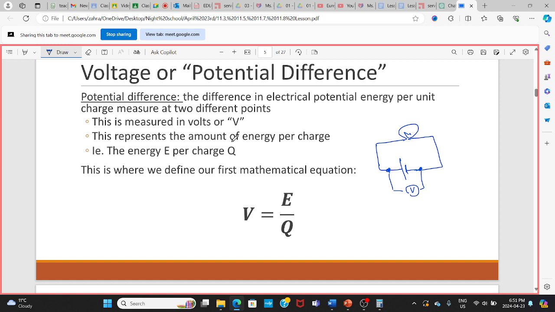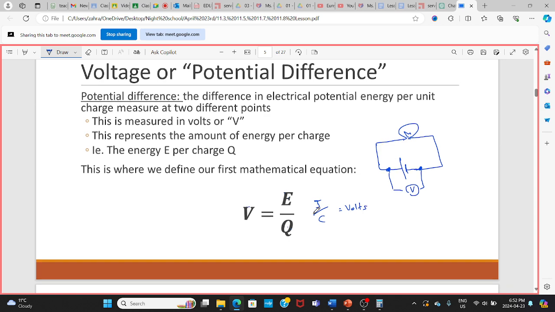So it represents the amount of energy per charge. Higher voltage means your electron is more energetic, right? So an equation comes with that. Voltage is energy per unit charge, the energy that each charge possesses. So joule per coulomb is voltage, or the volts. These are the units, joule per coulomb, or you can say the volts.